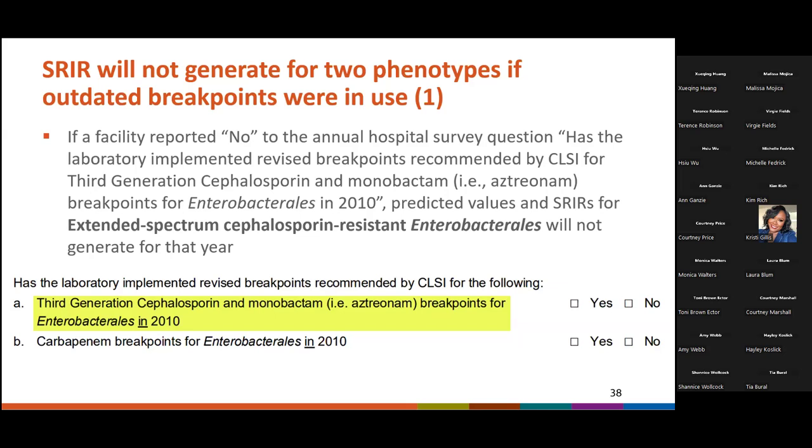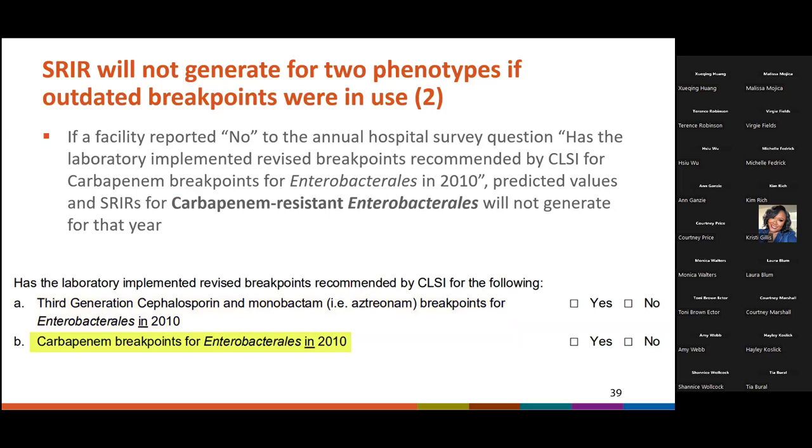An SRIR will not generate for 2 phenotypes if outdated breakpoints were in use. So this was an exclusion decision made during the 2019 baseline modeling that we applied to the current SRIR report. If a facility reported no to the annual hospital survey question, has the laboratory implemented revised breakpoints recommended by CLSI for 3rd generation cephalosporin and monobactam, aztreonam, for example, breakpoints for Enterobacterales in 2010, predicted values and SRIRs for extended spectrum cephalosporin resistant Enterobacterales will not generate for that year.